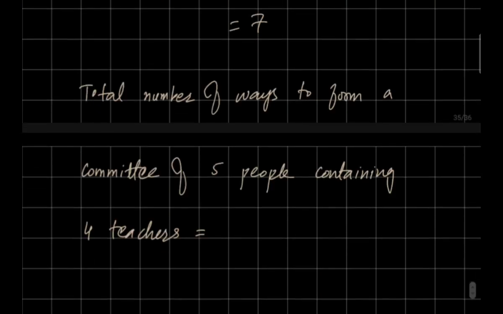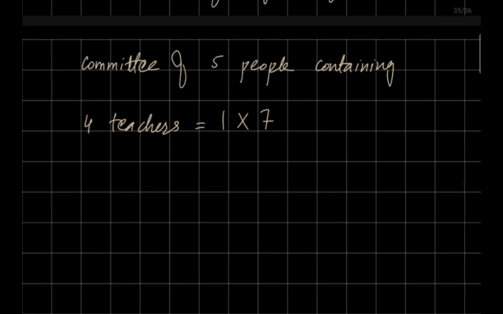So the number of ways to form a committee of 5 people containing 4 teachers is the product of 1 and 7, because 1 is the number of ways to pick 4 teachers out of 4 and 7 is the number of ways to pick 1 student out of 7. And the answer of this case is 7.